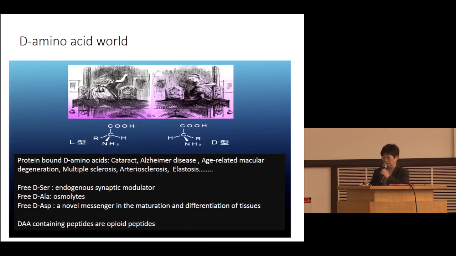Today's topics were limited to protein-bound D-amino acids: cataract, Alzheimer's disease, age-related macular degeneration, and so on. But in our living body, there are free D-serine, free D-alanine, and free D-aspartic acids. Free D-serine functions as an endogenous synaptic modulator, and free D-alanine has an osmolyte function. And free D-aspartic acids are novel messengers in the maturation and differentiation of tissues. And D-amino acid containing short peptides are opioid peptides.